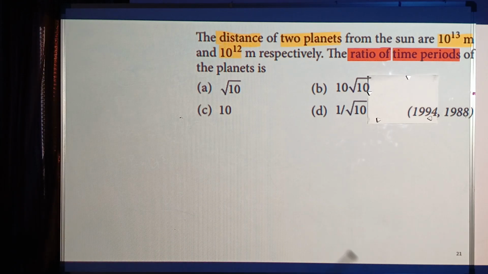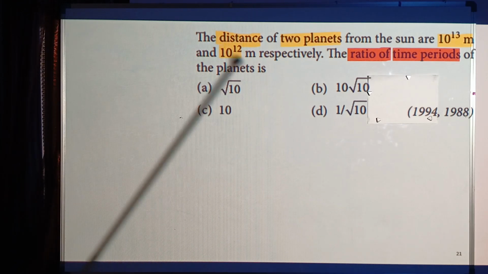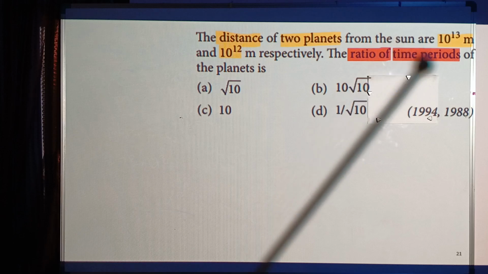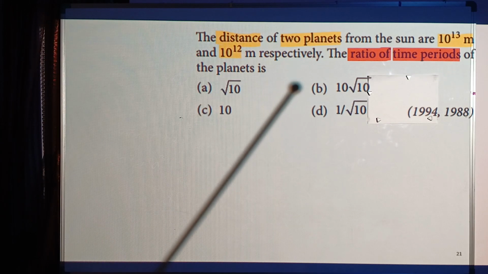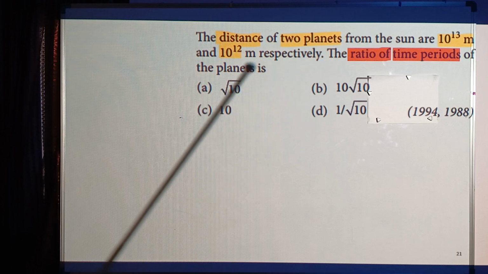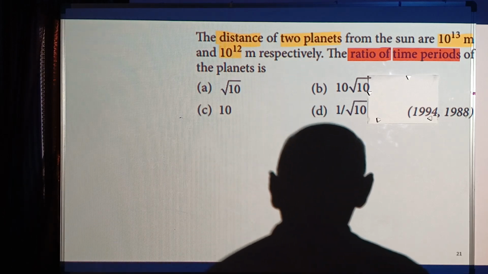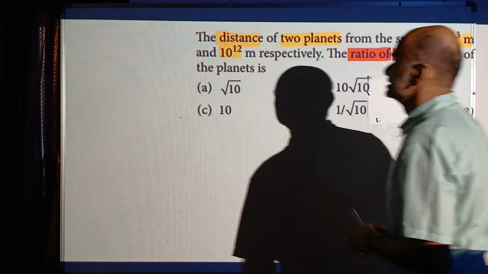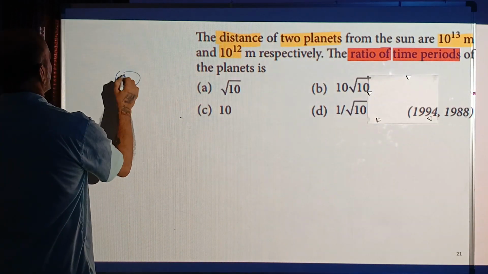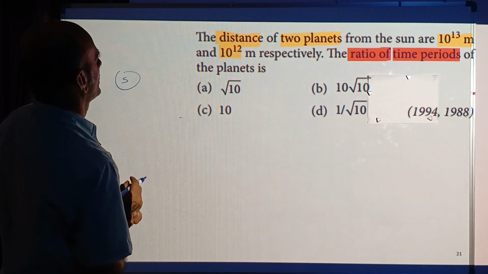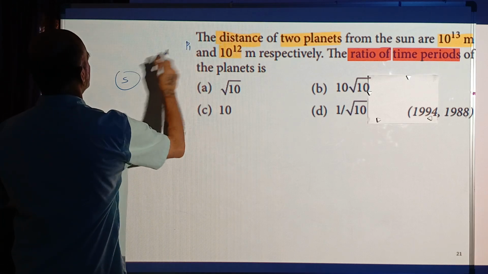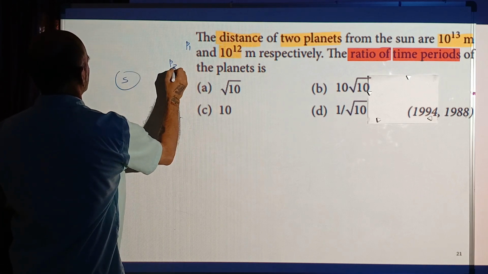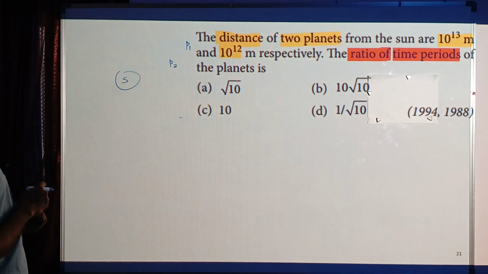This is the next question. The distances of two planets from the Sun are 10 raised to 13 and 10 raised to 12 meters. The ratio of time periods of the planets is? This is a simple question. Sun is there, and then two planets. The first planet is at 10 times larger distance. So planet 1 is here, 10 raised to 13, and planet 2 is nearby, 10 raised to 12 meters.